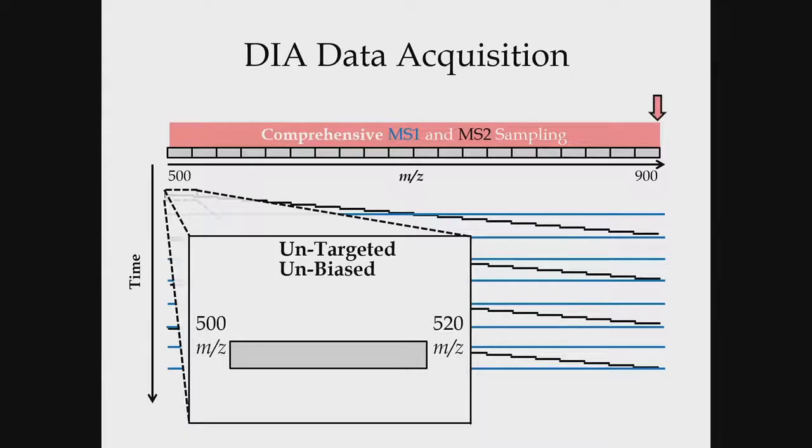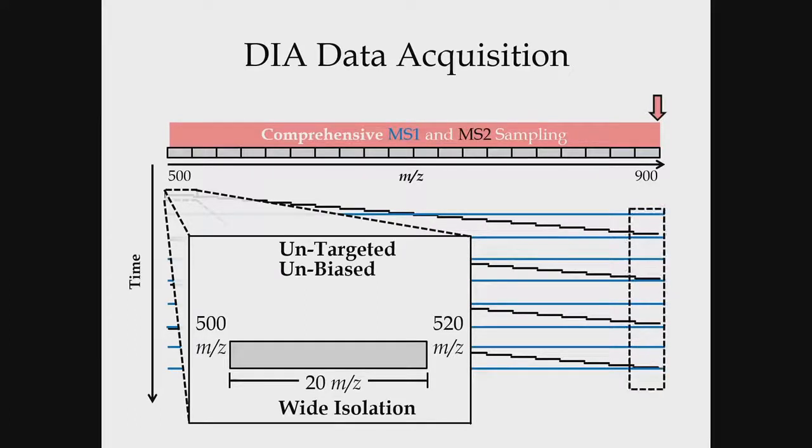It's also unbiased. We're going to trigger an MS-MS event regardless of the intensity. So if it's a small signal, a medium signal, or a large signal, or even if there's no signal that's detectable in that isolation window, we're going to trigger an MS-MS event. It's got wide isolation, and this is one of the defining characteristics, actually. In general, the selectivity is a lot worse with data-independent acquisition than with truly targeted analyses. So it's about 20 mass to charge isolation.